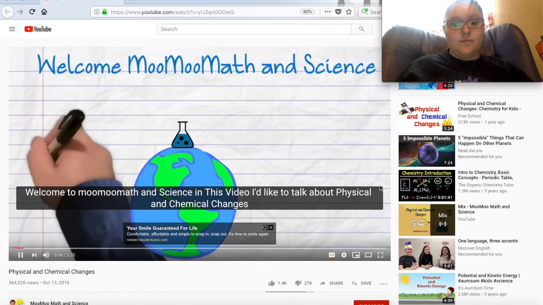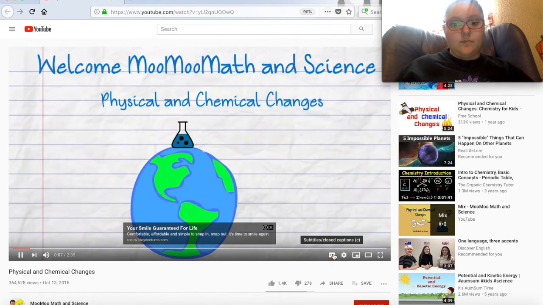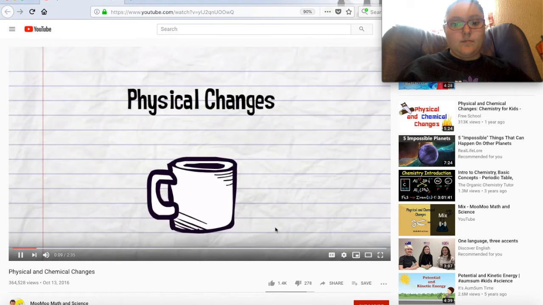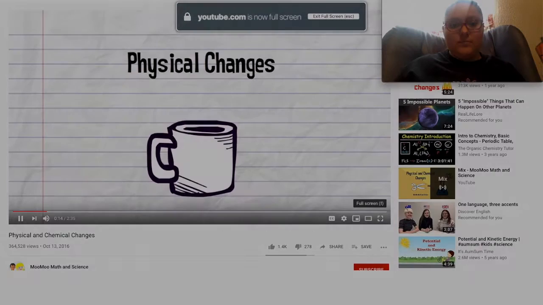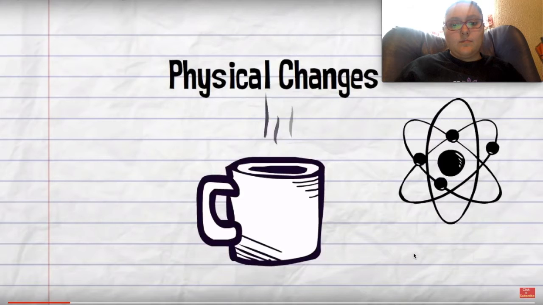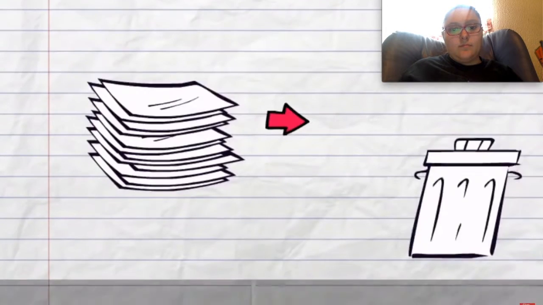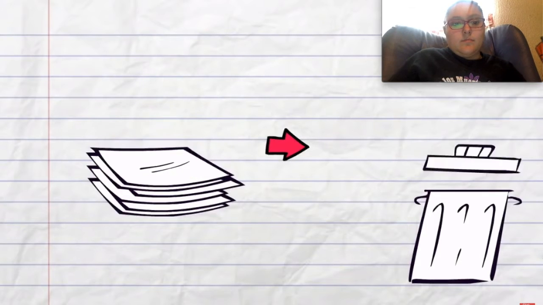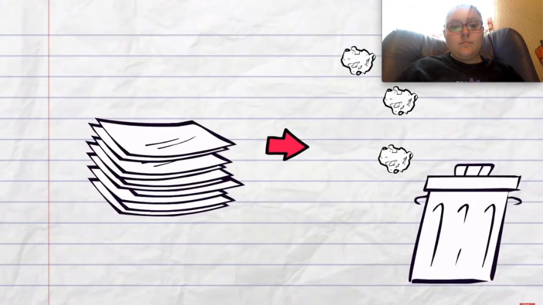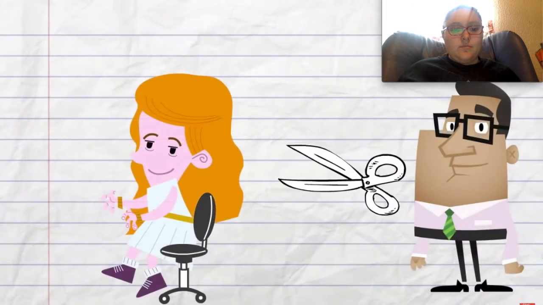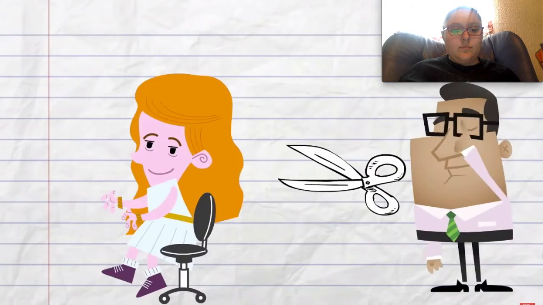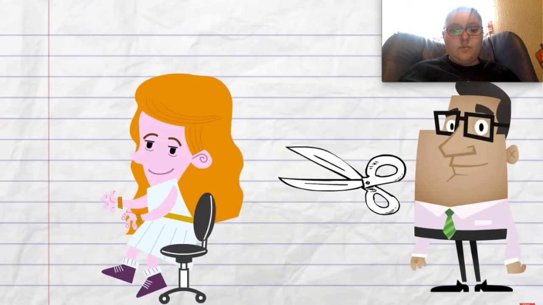Welcome to Moo Moo Math and Science. In this video, I'd like to talk about physical and chemical changes. Physical changes are changes in appearance only. A new substance is not created, and chemical bonds are not formed or broken. For example, take this stack of paper and wadding it up into smaller pieces is a physical change. It still has the same properties as the original paper. Cutting someone's hair is a physical change because the hair has the same properties as the original hair.